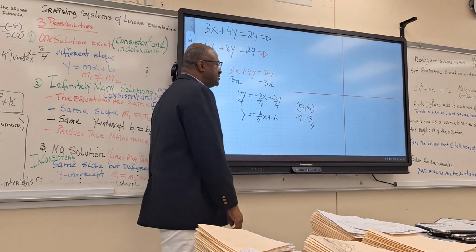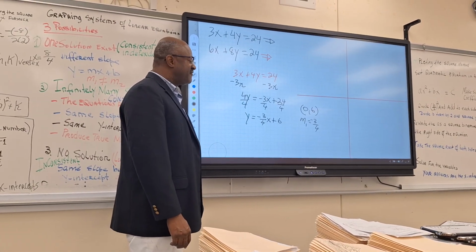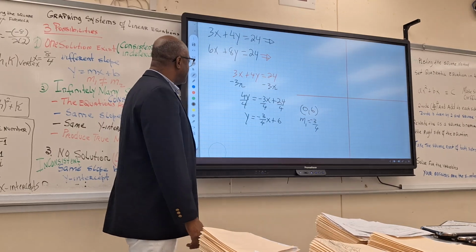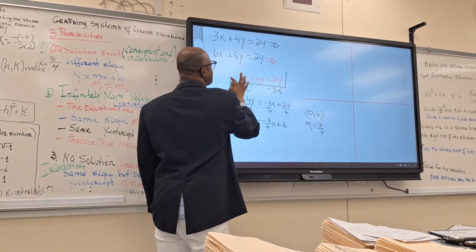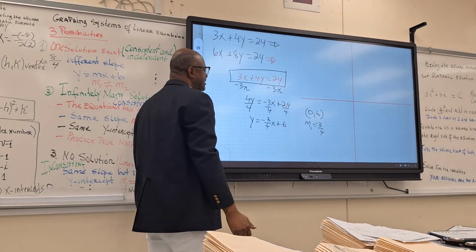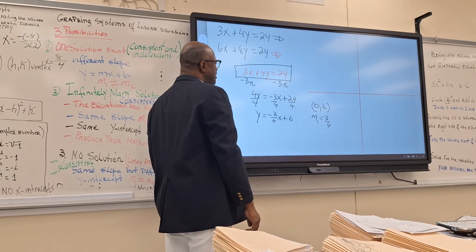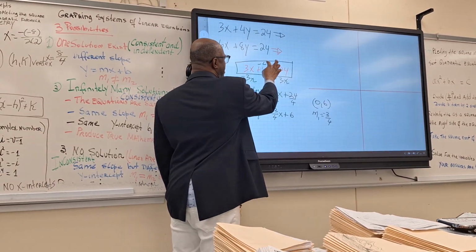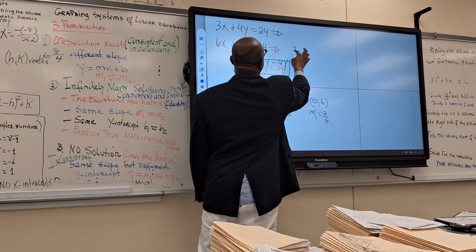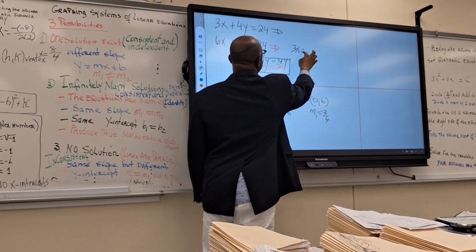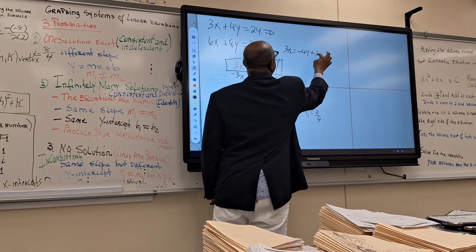Now, the only thing I need to do is to find the x-intercept, right? If I'm finding the x-intercept, I can go back here and just solve for x. Same thing again, right? If I'm solving for x, what should I do? Subtract 4y from each side. Then I will have 3x equal negative 4y plus what? Plus 24.